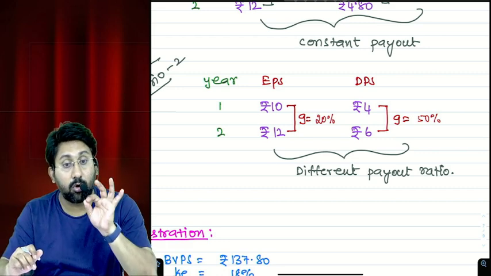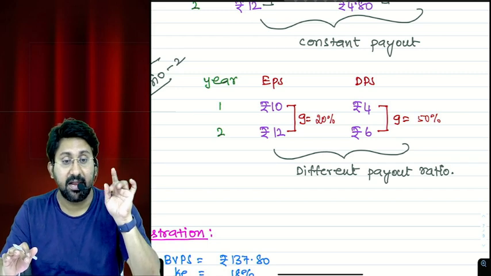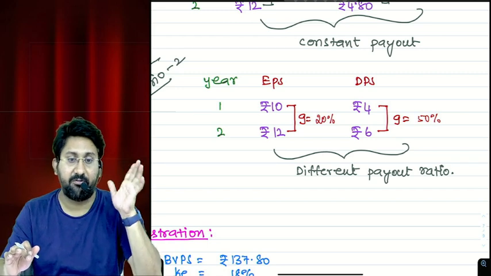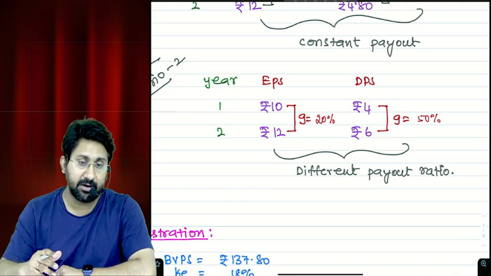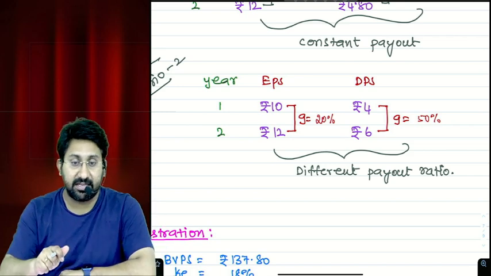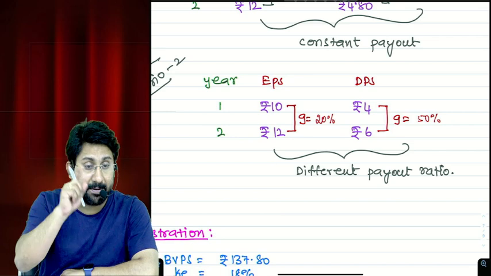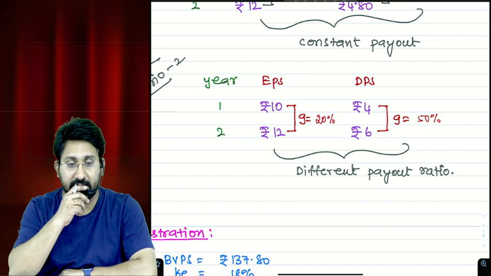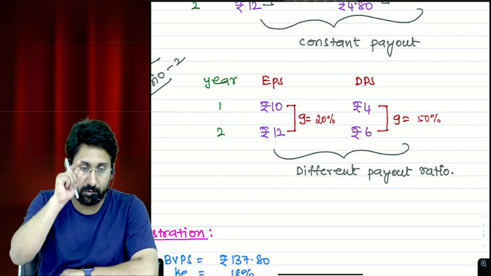Now, the growth in EPS is not the growth in DPS. It became 20, that became 50. 4 becoming 8 means 100% growth. 4 becoming 6 means 50% growth. So 4 has become 6. Therefore, the growth here is 50. Therefore, G in the EPS is 20 and G in the DPS is 50, because the company follows a different payout ratio.